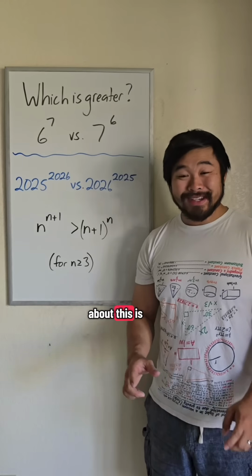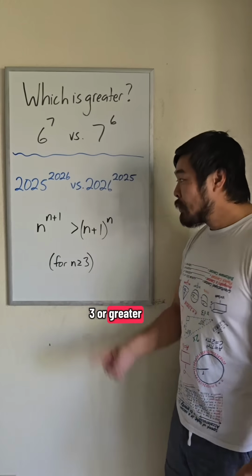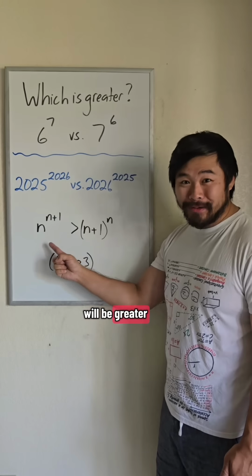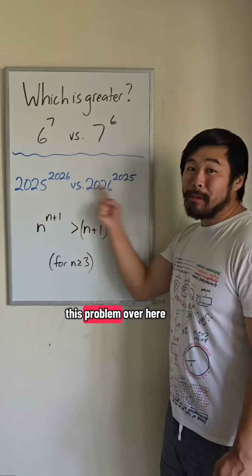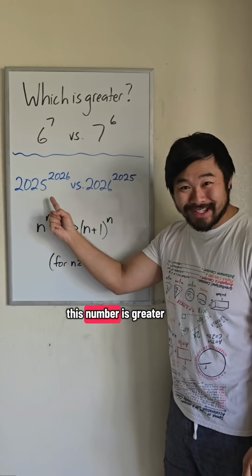So what's great about this is that we can generalize this. So if n is an integer 3 or greater, we know numbers of this form will be greater. So looking at this problem over here, we could just take a second and say that, yep, I know that this number is greater.